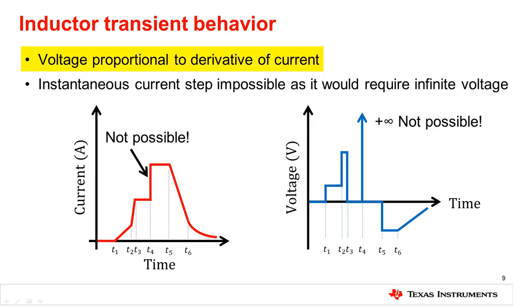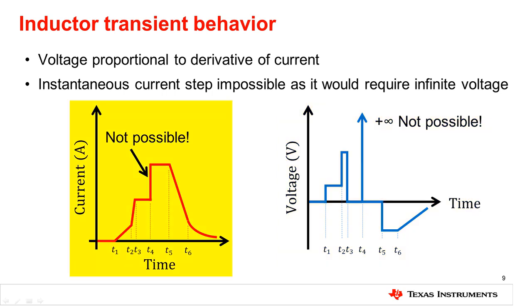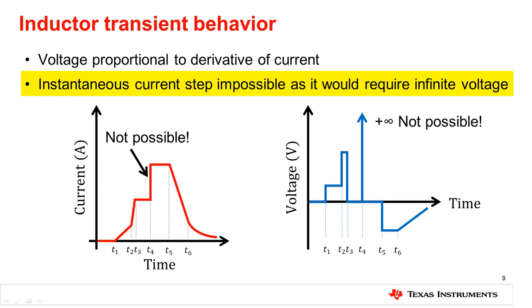Because the voltage across an inductor is proportional to the change in current through the inductor, the plot of voltage versus time can be determined from the plot of current versus time. Also due to this relationship, it is impossible for an inductor to experience an instantaneous current step. An instantaneous step in current would require an instant of infinite voltage across the inductor. Clearly, this is not possible. Thus, any change in current through the inductor requires a finite amount of time to take place.